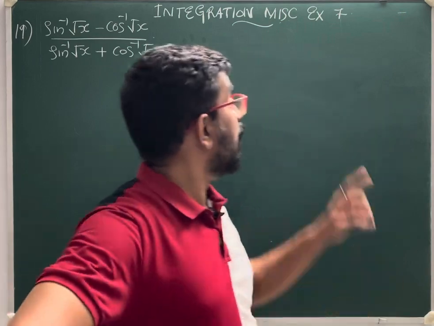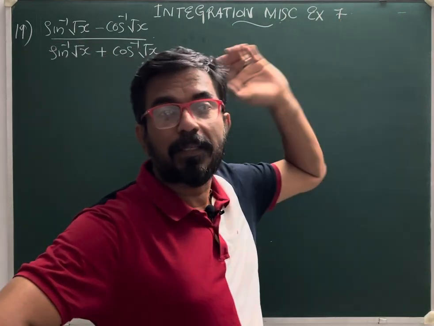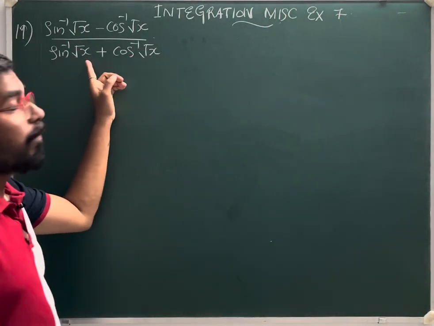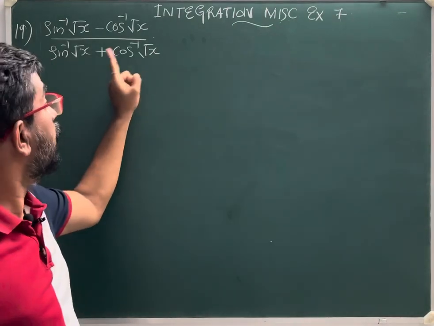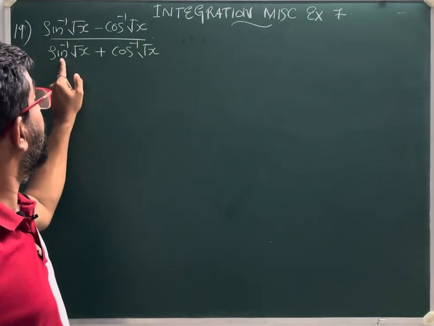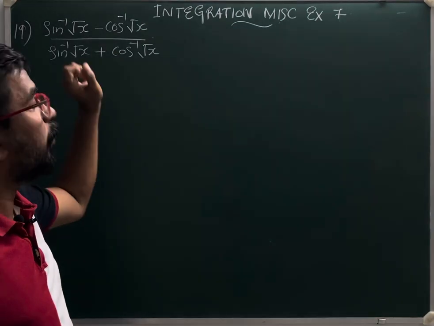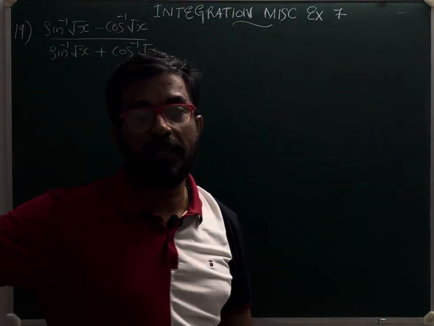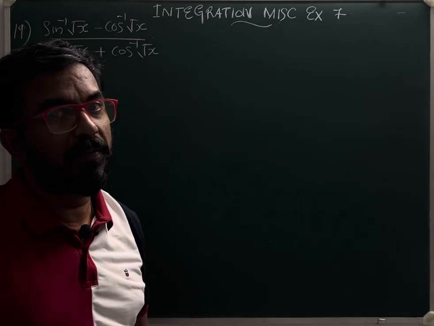Miscellaneous exercise of integration 7. Question number 19. Sin inverse root x minus cos inverse root x divided by sin inverse root x plus cos inverse root x, we need to integrate. It looks like a bit difficult question.